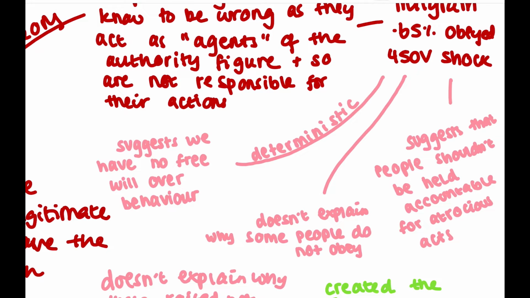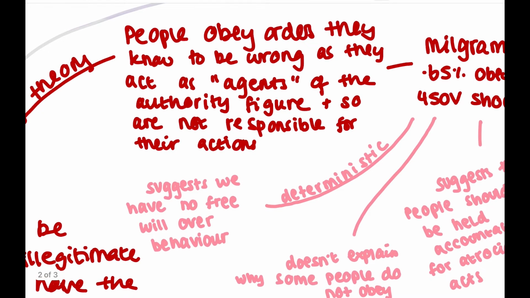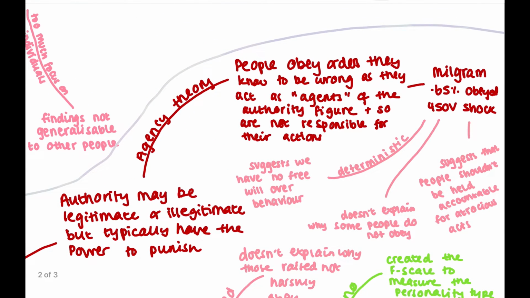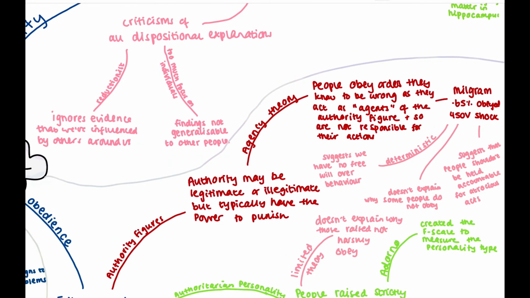Now, according to agency theory, Adolf Eichmann shouldn't have been punished. Although he was responsible for all those deaths, in his mind, he was just acting on behalf of Hitler. And so this theory suggests that we shouldn't punish people who commit these atrocious crimes. So that's our situational factor.